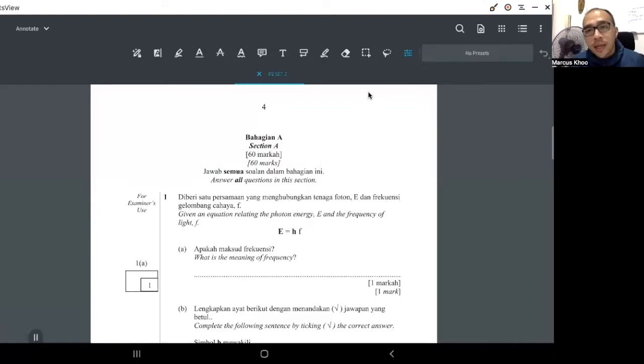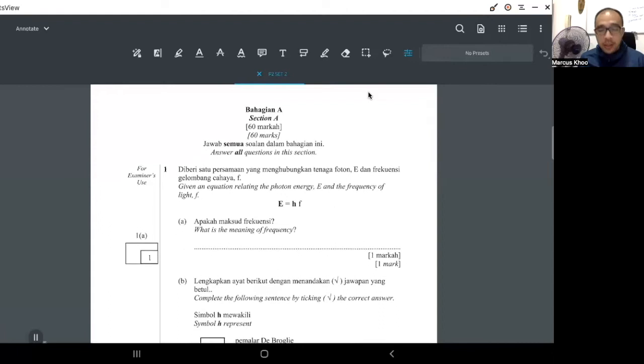Okay, so this is the Selangor paper 2, set 2 paper. Now, because we have already discussed the essay questions so many times in various videos, I want to try to answer the entire paper 2 in one sitting. So I don't want part 1 and then part 2, because that means I waste a lot of time.